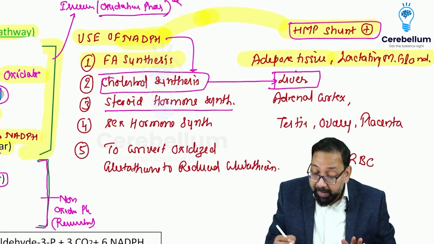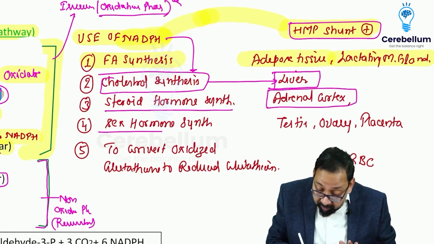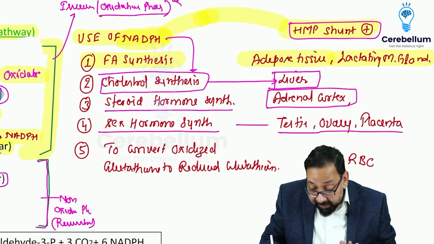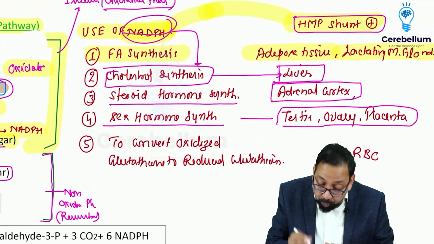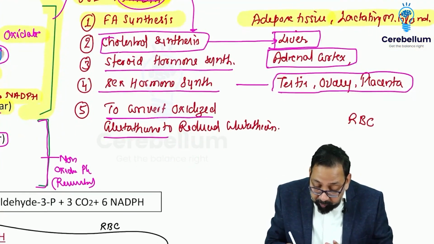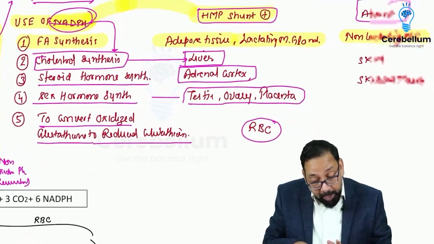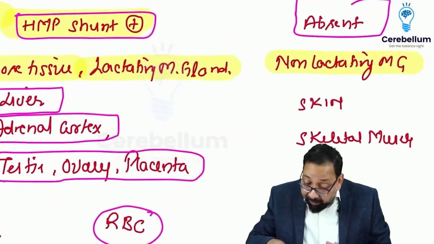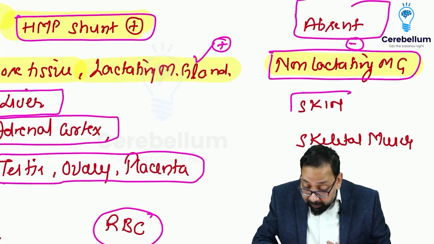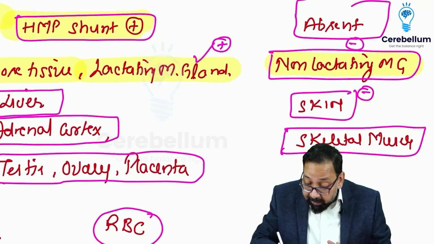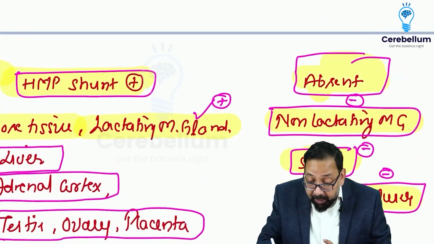Steroid hormone synthesis requires NADPH. Steroid hormone synthesis occurs in adrenal cortex, HMP shunt present in adrenal cortex. Sex hormone synthesis occurs in testis, ovary, placenta, so HMP shunt present in testis, ovary and placenta. NADPH is also used to convert oxidized glutathione to reduced glutathione in RBC. So HMP shunt also occurs in RBC. Lactating mammary gland, HMP shunt present. Non-lactating mammary gland, HMP shunt is absent. Question: skin, HMP shunt absent. Question: skeletal muscle, HMP shunt absent. So these are three important questions where HMP shunt is absent.